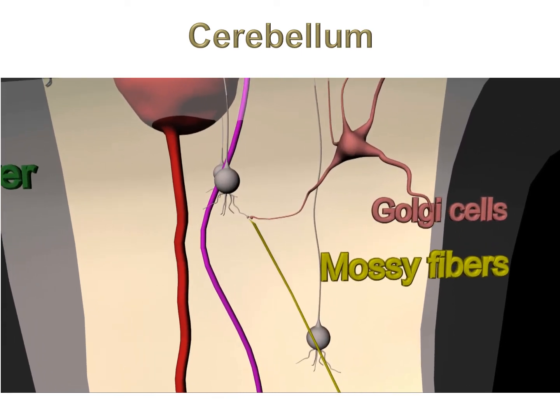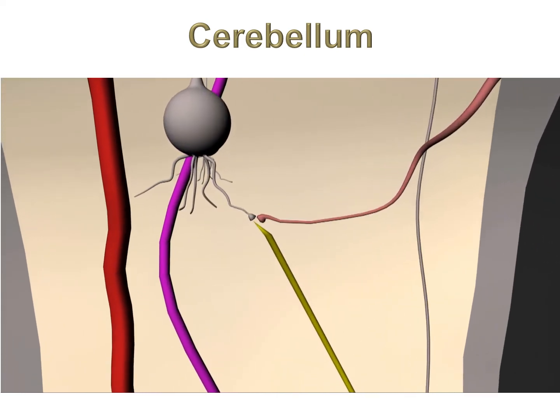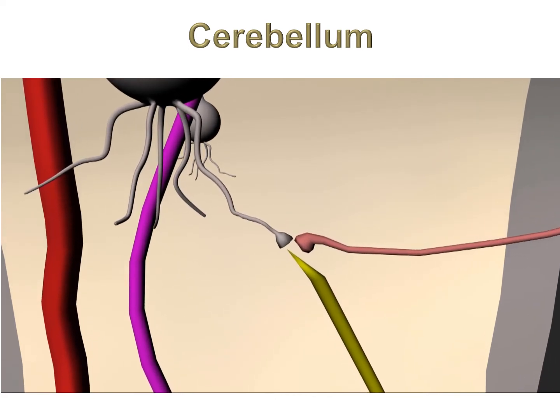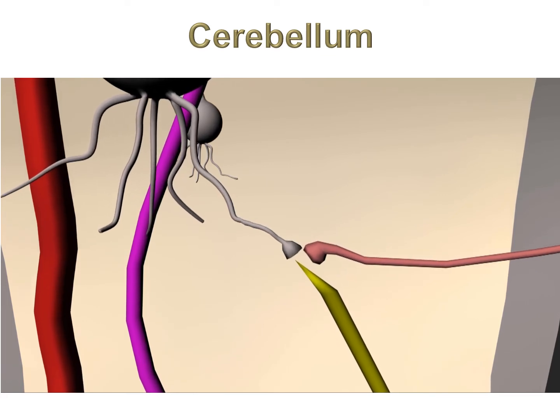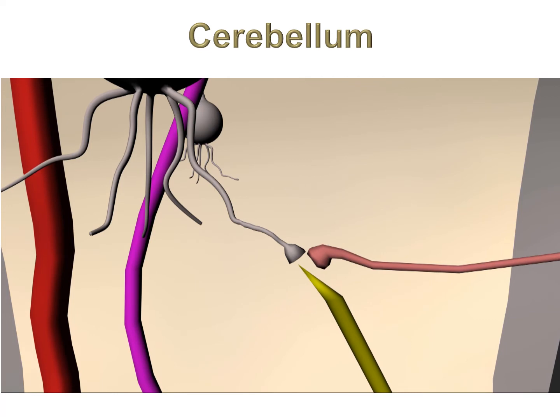In the granular layer, the axons of mossy fibers synapse with the dendrites of granule cells, a synapse which is modulated by the Golgi cell, as we can see here, in a unit called cerebellar glomeruli.